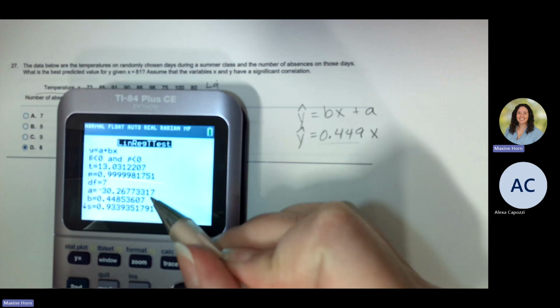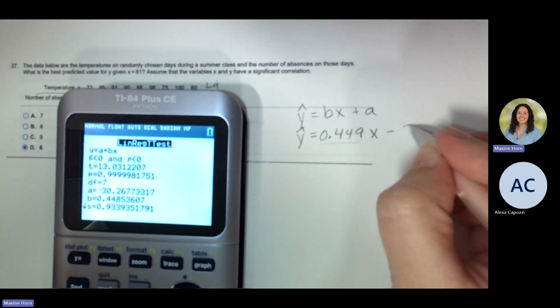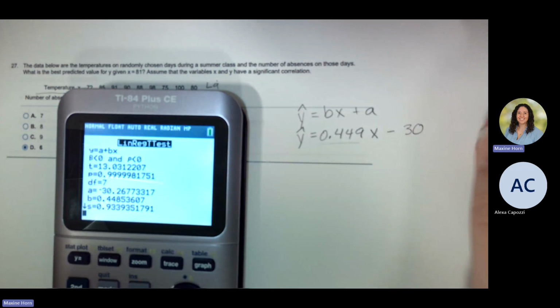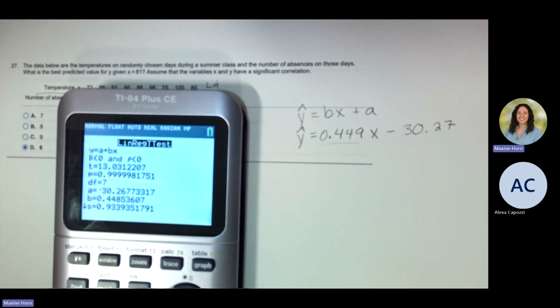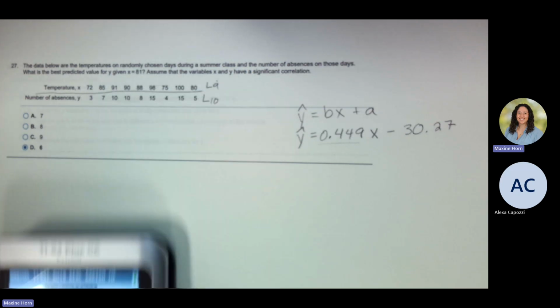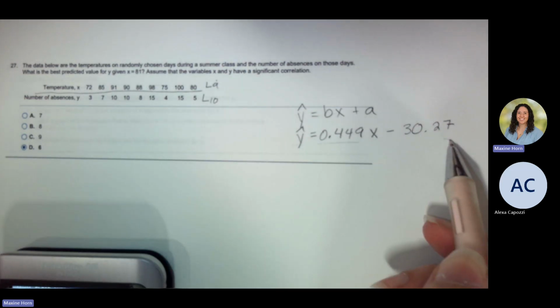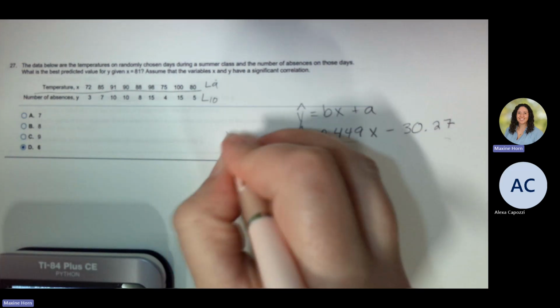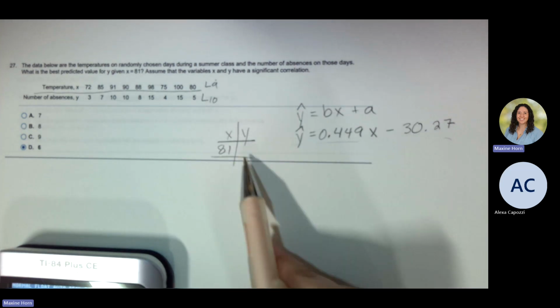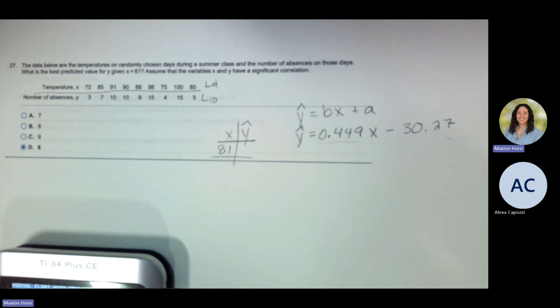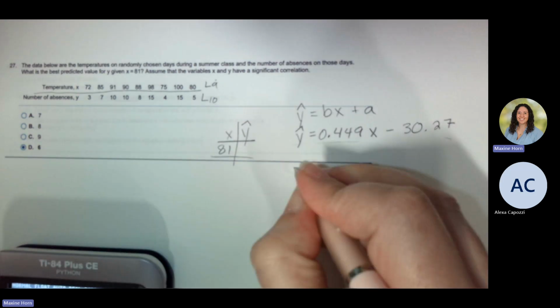And then our a value is a negative number, so I'm going to subtract or add a negative 30.27, right? Because I think they've been going to 2 decimals there. Okay, so we have our equation, right? That's the equation. Now we can actually plug in the value that they've asked us to, an x value of 81. Okay, so we're going to plug in an 81 wherever we see x, and then we're going to solve for y or y hat, right?